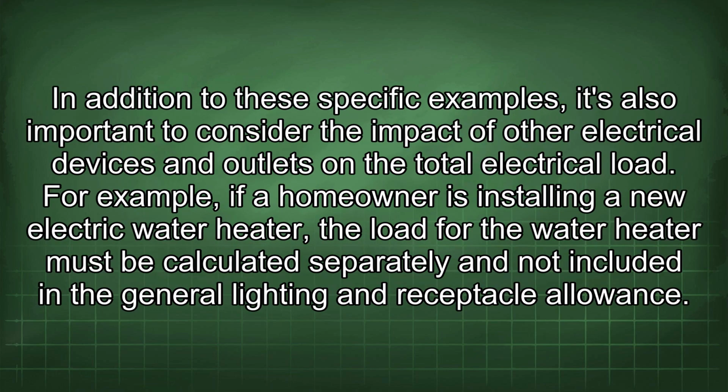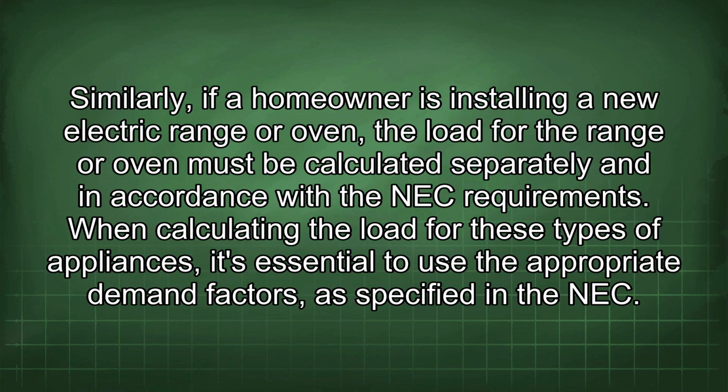In addition to these specific examples, it's also important to consider the impact of other electrical devices and outlets on the total electrical load. For example, if a homeowner is installing a new electric water heater, the load for the water heater must be calculated separately and not included in the general lighting and receptacle allowance. Similarly, if a homeowner is installing a new electric range or oven, the load for the range or oven must be calculated separately and in accordance with the NEC requirements.